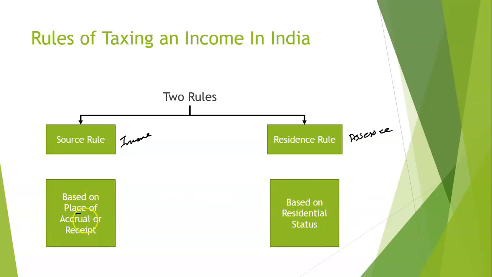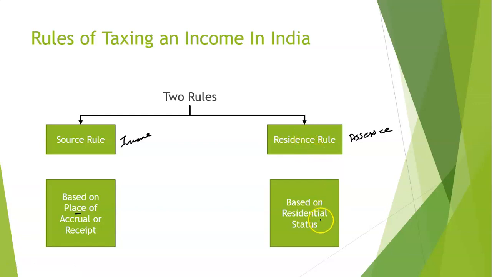Here, it's based on the place of accrual or receipt of income. I'm assuming you know the meaning of accrual and receipt. If not, I'll be explaining it to you in our study for the source rule. And here under the residence rule, it says an income will be taxable based on the residential status of the assessee. So if you check the Income Tax Act, you will see that the source rule comes before the residence rule. But in our study, I'll be explaining the residence rule first, because that makes the process of learning far more simple. That is to learn the residence rule first and then go into the source rule.